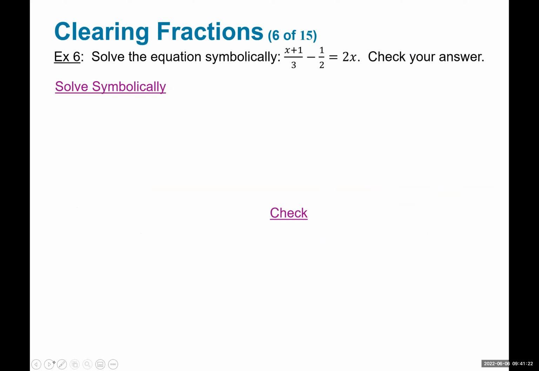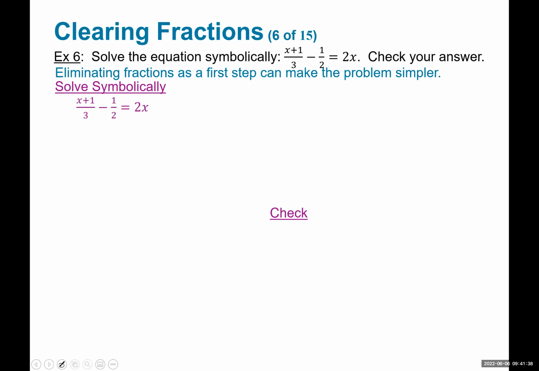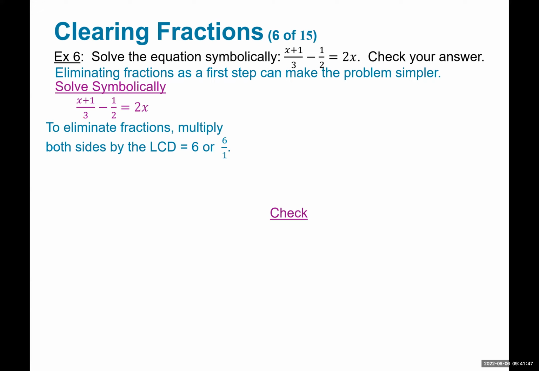Okay. Example 6. We have a symbolic equation that has fractions in it. So people get really scared of this one. So let's take this one slow and let's make sure we all understand it. Eliminating the fractions at the first step can really make the problem simpler. So the first thing we want to do is I would multiply by 6. Somebody say, why would you multiply by 6? Well, 3 goes into 6 and 2 goes into 6. That's called the least common denominator.